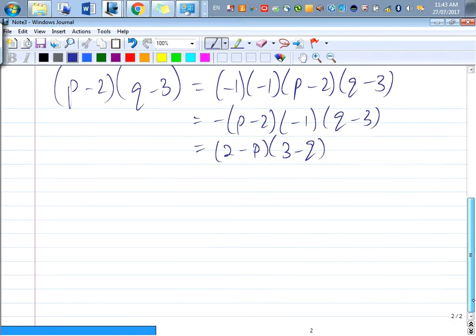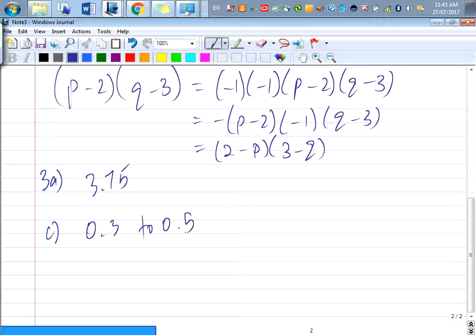Next part, 3a, the value is 3.75. Draw your graph. And then part C, your gradient should be approximately 0.3 to 0.5. Okay, 0.2 to 0.6, okay? Next up, we have part D. Answer will be 0 or approximately 3.15.